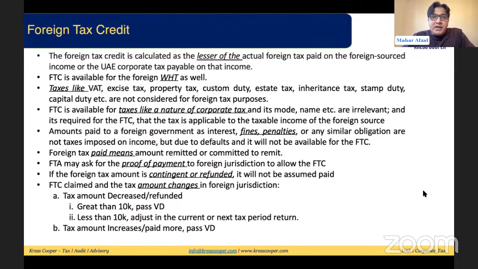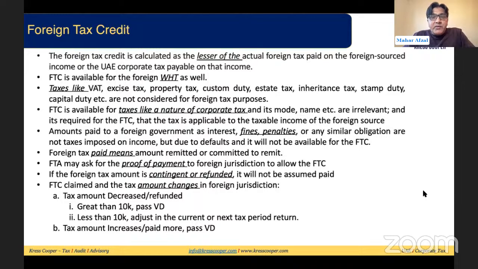Some taxes like excise tax, property tax, customs tax, estate tax, inheritance tax, and stamp duty are not considered for foreign tax purposes because these are not taxes on taxable income. Taxes on taxable income can be given any name, any mode. If the tax is being levied on the taxable income, it will be considered equivalent to corporate tax. Any fines or penalties for non-compliance that you have paid outside the UAE will not be considered for the foreign tax credit.